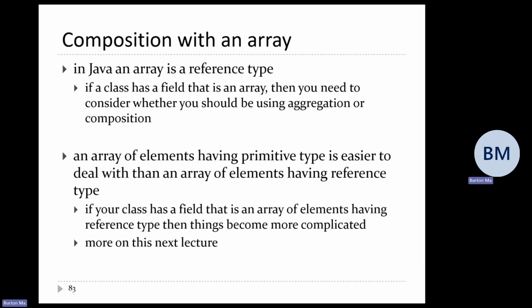Okay, so far we've looked at examples where you've got an object and it has a relatively simple object inside of it. Now the question is what happens if you have a collection of objects inside of it, like an array? In Java, arrays are reference types. If your class has a field that's an array, then you need to consider whether you should be using aggregation or composition. If you have an array of primitive types, that's a lot easier to deal with than if you have an array of elements having reference types. If you have an array of objects, that story becomes a little bit more complicated, and we'll talk about that later on in this lecture briefly.